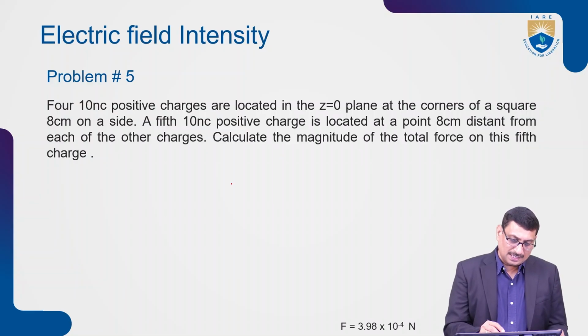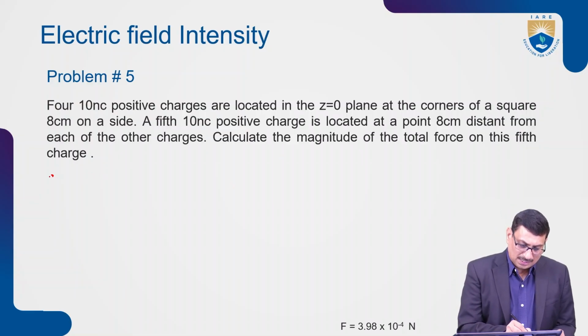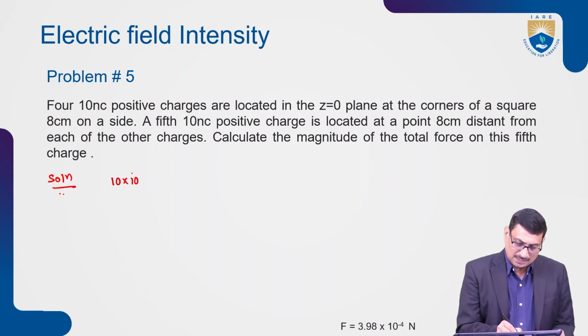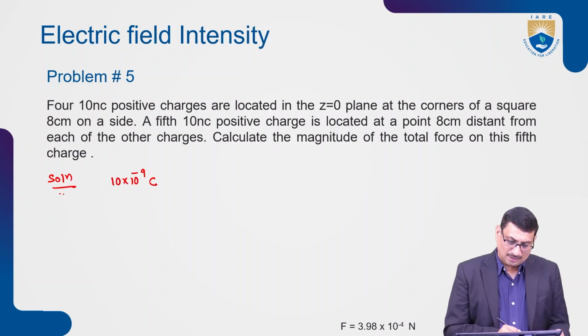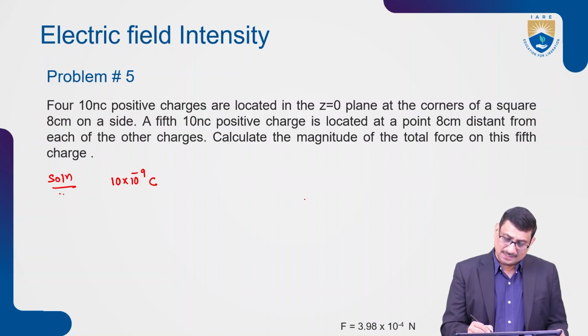So, given 10 nanocoulomb charges, there are four identical charges which are located on the Z equals 0 plane. That means in all the cases the Z coordinate is 0, at the corners of a square 8 centimeters on each side.